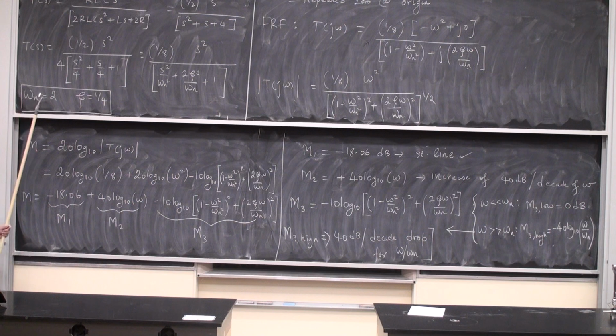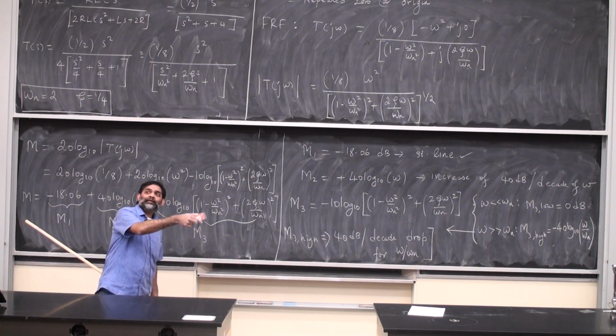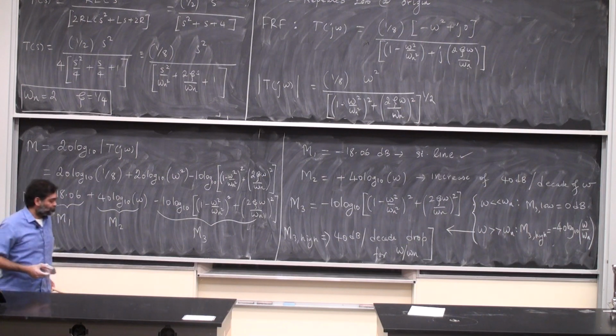I'm going to pull this panel down, assuming there are no questions so far. And we are left with the last step of plotting this. I usually take the safe route: I write down M1, M2, M3, tabulate the values, and plot it. Okay? All right.